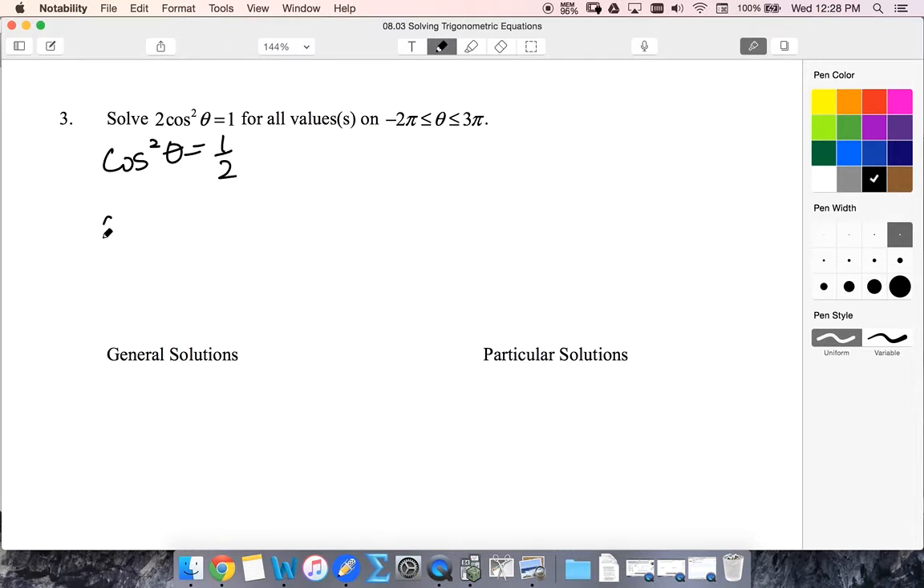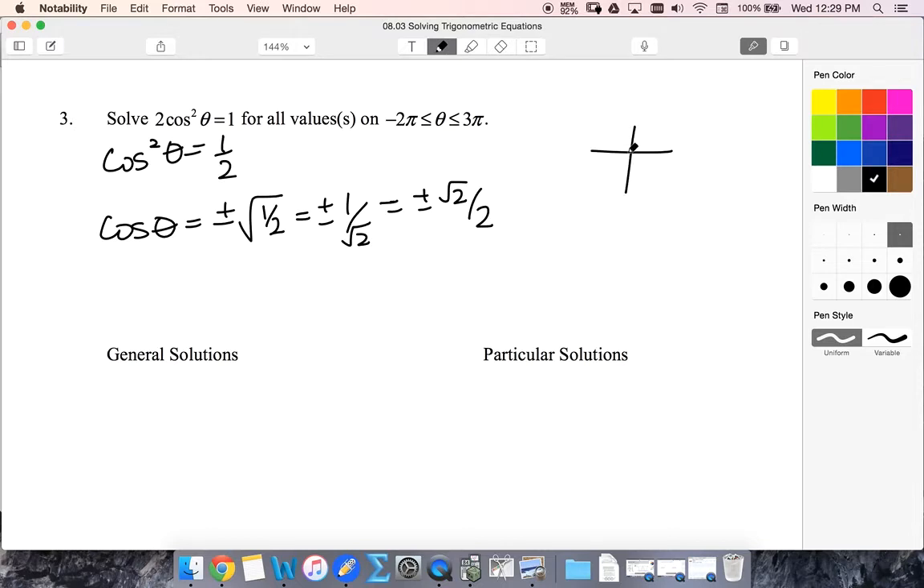I'm going to square root both sides, so cos theta is plus or minus root 1/2. Well, that's plus or minus 1 over root 2, plus or minus root 2 over 2. So this is a value that I know. I'm going from negative 2 pi to 3 pi. So I could think about making my graph now and looking for all my positive values, but I could also know that cosine is going to be equal to root 2 over 2 here and here.